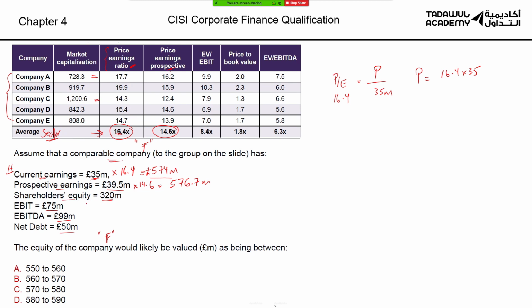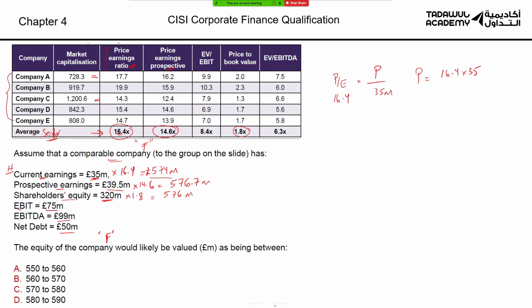The shareholders' equity of this company is 320 million, which is the book value. So the book value average is 3.8. So using the price to book value, we would get an estimated value of this company of 576.